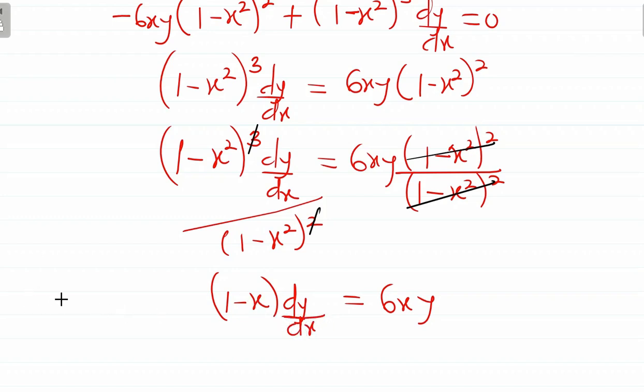So for y equals 5 over (1 − x²)³, it can be differentiated for us to have (1 − x²) dy/dx, I think there should be a square here, (1 − x²)² dy/dx, which is equal to 6xy. So now we have it as the question demands.